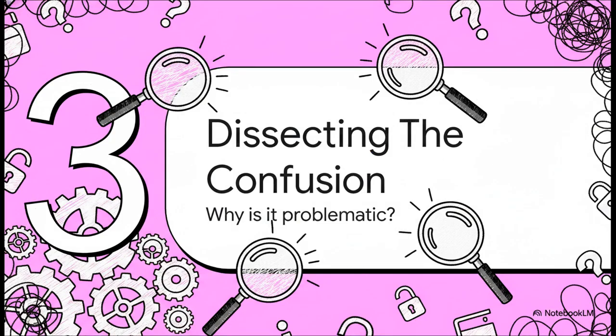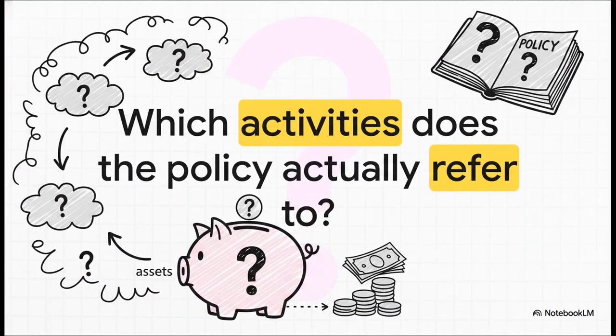But if we look a little closer, we uncover a massive problem hiding in plain sight. Section 3, dissecting the confusion. Let's systematically break down why this wording is so problematic. The very first issue we hit is this vague mention of allocating expenses to activities. What activities? The policy has absolutely zero specificity. When a primary user reads this, it implies the company is capitalizing these administrative expenses to the cost of assets. But without clearly defining what those activities actually are, we are literally left in the dark.